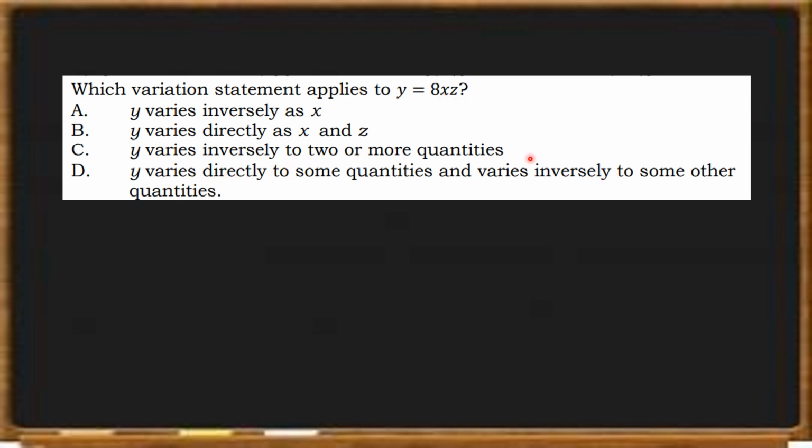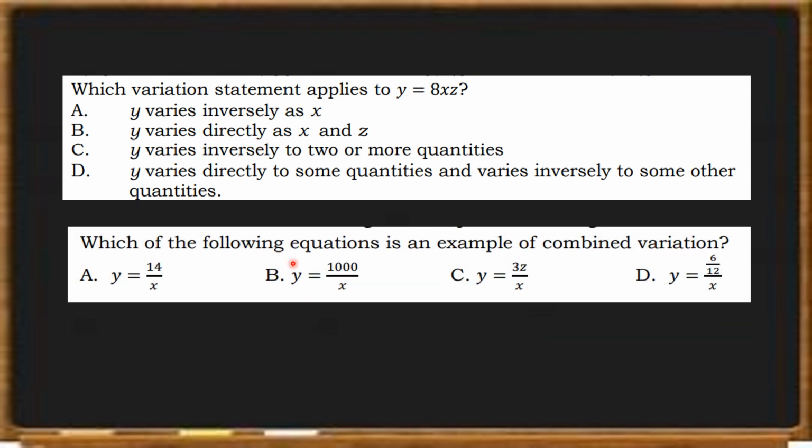Okay, varies inversely din. So, alam na natin na hindi A, C, at D kasi may mga inversely. Kailan ba nagkakaroon ng inversely? Kapag may over. Okay, wala naman. So, ito lang yun, letter B. Y varies jointly dapat. Pero pwede rin namang directly, pero mas prefer dyan ay jointly. So, Y varies directly as X and Z. So, pwede din yan. Parang nilito lang kayo ng konti, pero that's jointly.